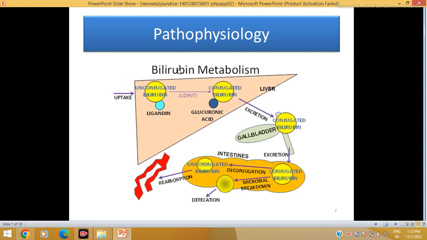See the pathophysiology. First is the uptake, then unconjugated bilirubin is converted into conjugated bilirubin, and excretion takes place as conjugated bilirubin. In normal patients bilirubin is excreted, but here the bilirubin is accumulated in the body itself.